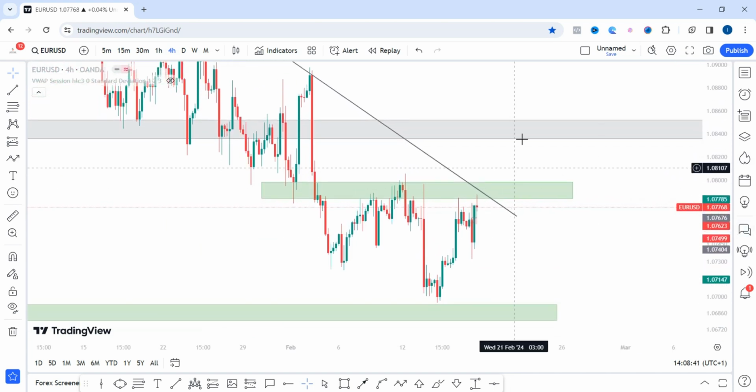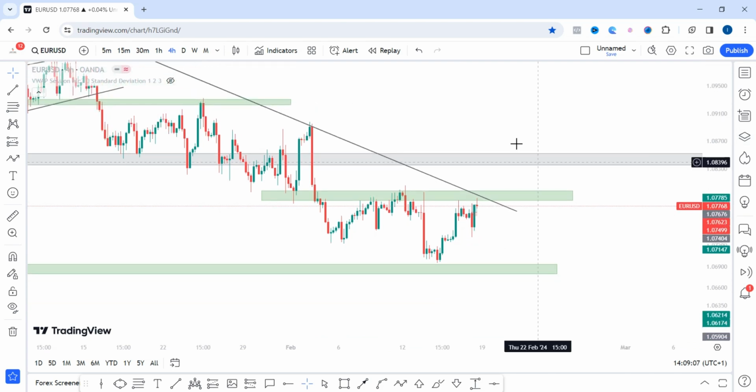But for price, I'm back to the 4-hour time frame anyway. So for price to come to this gray area here, which is around 1.08358, price has to take out this 4-hour zone here, which is between 1.07849 and 1.07984. So price has to take out that green zone, and also take out this trend line that I drew from the top here.